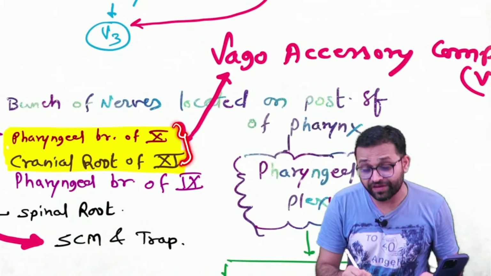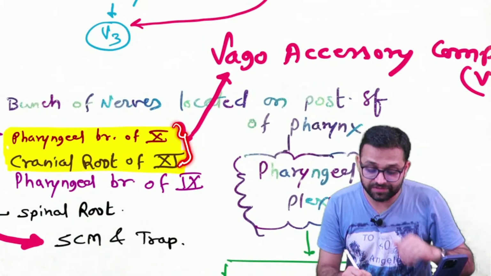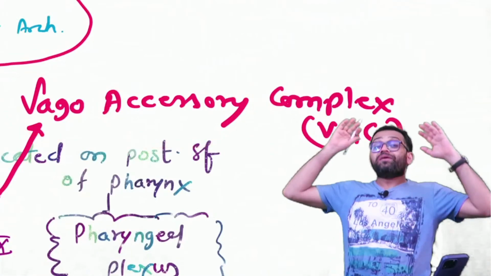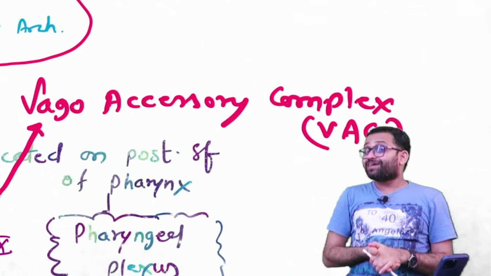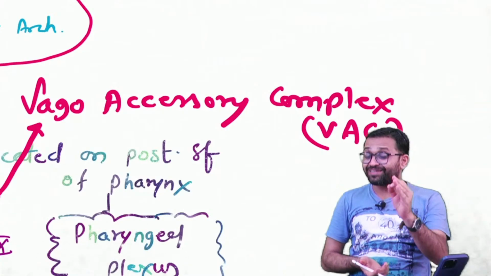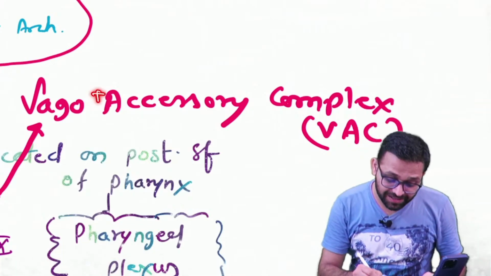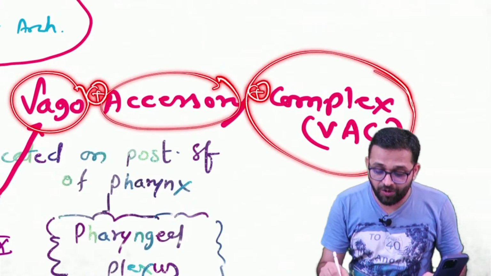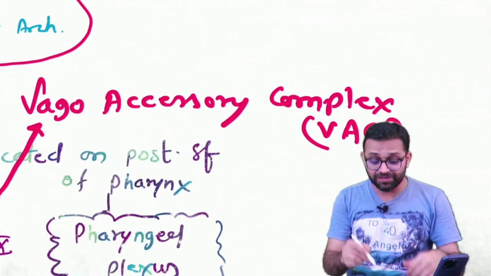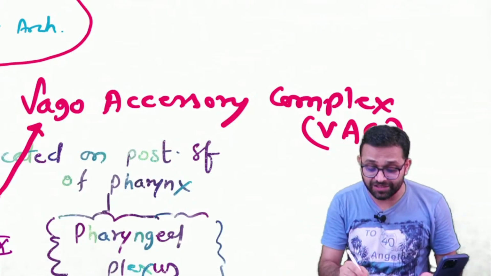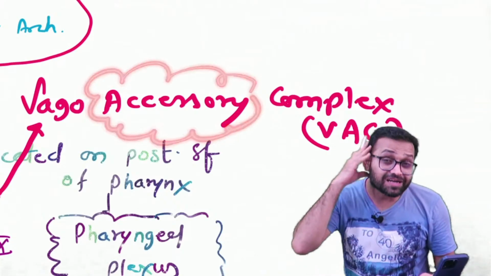The vagus nerve pharyngeal branch plus the cranial root of the 11th nerve are uniting and making the Vago Accessory Complex. Remember, Mirza Ghalib says, all secrets lie buried in the name. Just break the name, Vago Accessory Complex. It is our vagus nerve plus accessory nerve complex. It is the complex formed by the vagus nerve and accessory nerve. MCQ: which root of the accessory nerve? Answer is the cranial root.